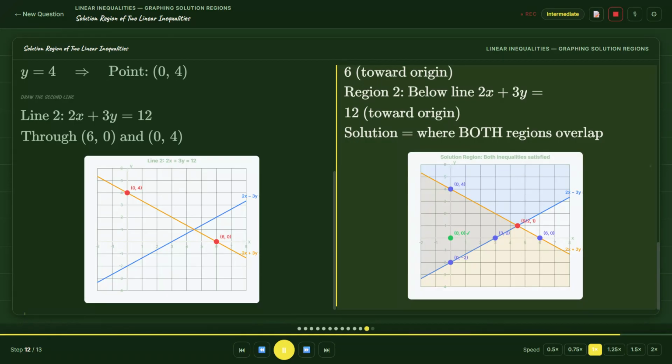Now here is the fun part. The first rule is happy above its line and the second rule is happy below its line. The place where both are happy at the same time is our answer. That's the area between the two lines on the side of the origin.